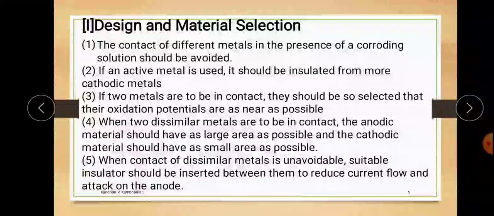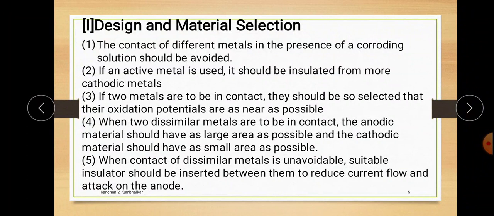If you take the reciprocal, meaning the cathodic area is greater and the anodic area is small, then even though all other factors are similar, the rate of corrosion is very high when you use a large area of cathode. Hence, to minimize the rate of corrosion, you should avoid two dissimilar metals, but if that is not possible, then use insulation. If that happens, then use a large area of anode and a small area of cathode.